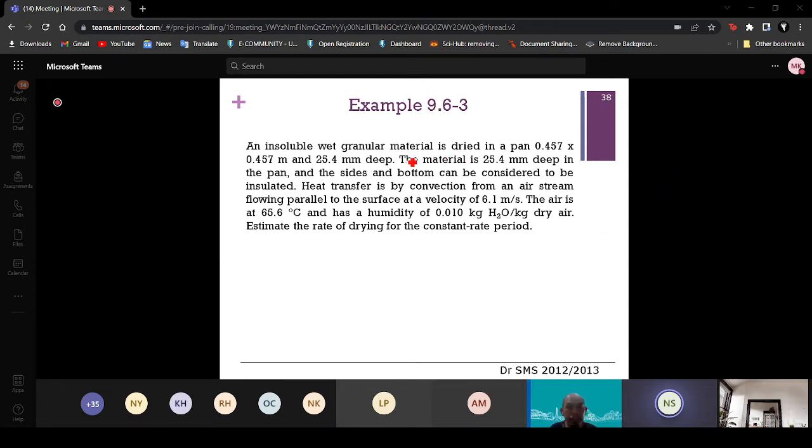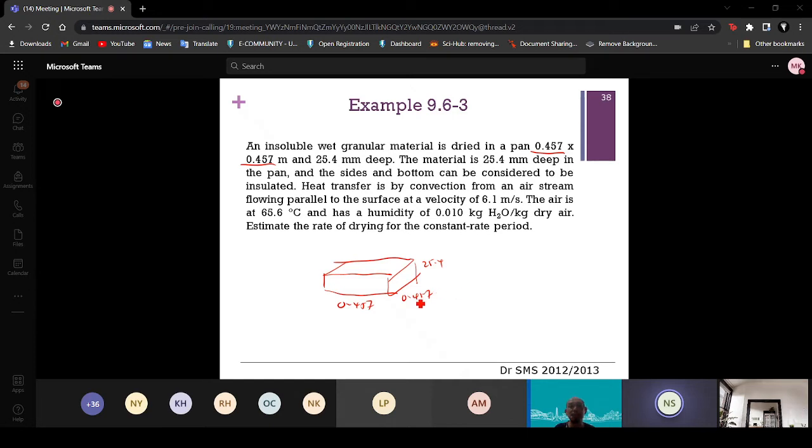Okay, let's say you have granular material drying in a pan. Okay, this is your pan, for example. It's a tray dryer, I think. So that is size 0.45 times 0.45. So basically that is at the base. 0.457, 0.457, and this is 25.4.